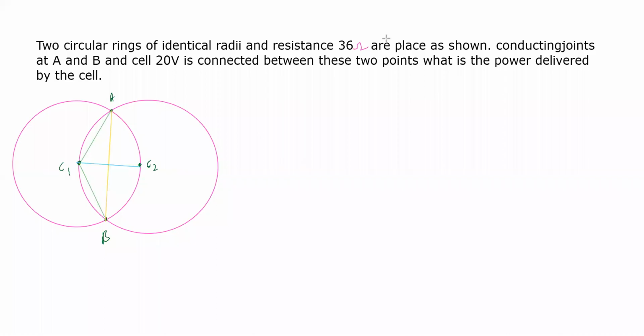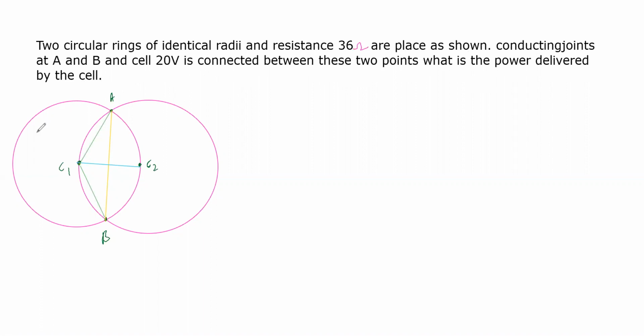Now let us solve a very conceptual problem in current electricity. The problem is: two circular rings of identical radii and resistance 36 ohm each are placed as shown. Conducting joints at A and B, and a cell of 20 volt is connected between these two points. What is the power delivered by the cell?